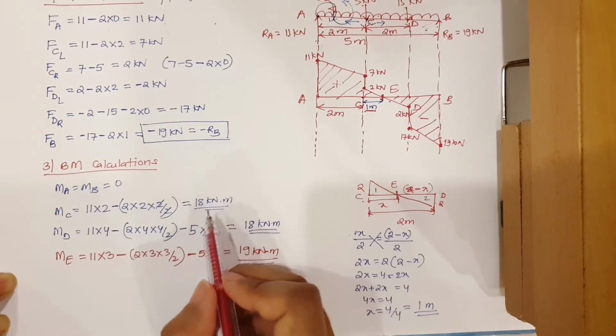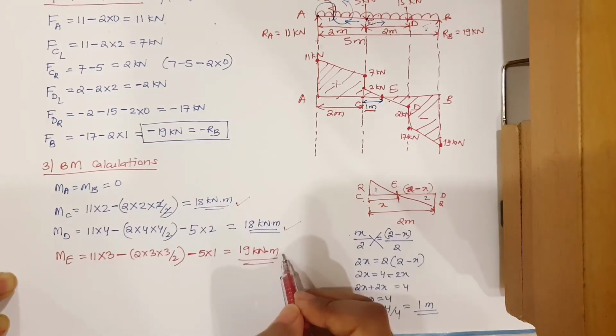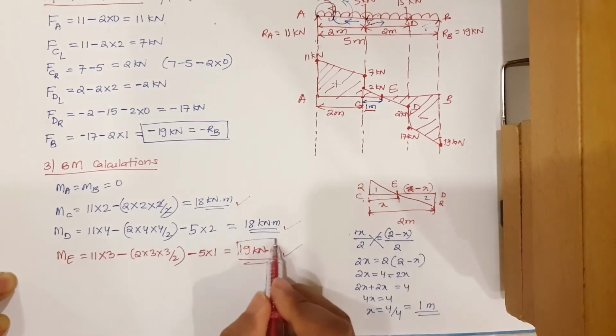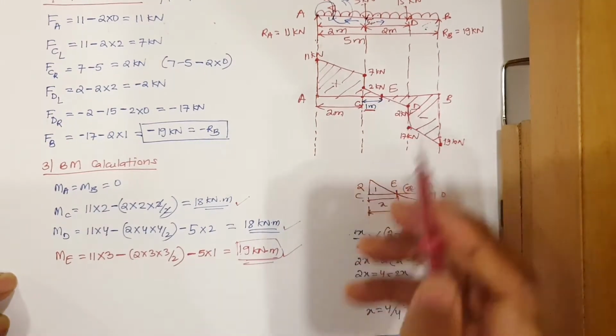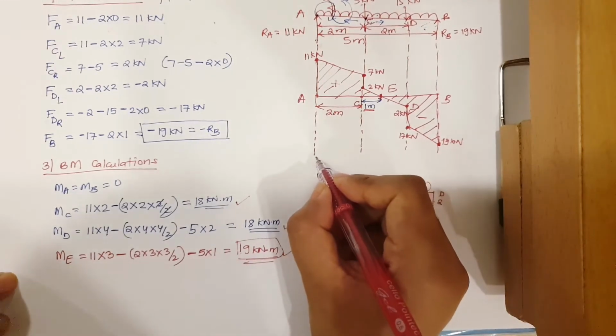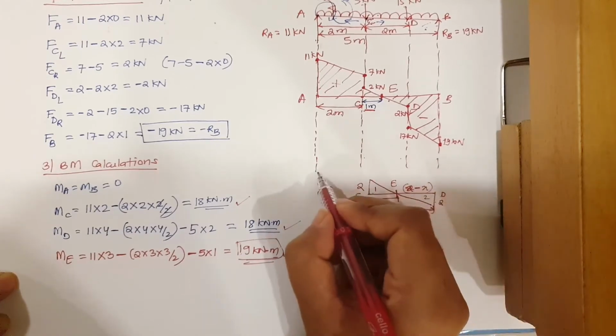Now see, check again: moment at C 18, moment at D 18, moment at E 19, so this is maximum. So we got maximum moment at this point, which is point of contra shear. So let us draw the bending moment diagram.